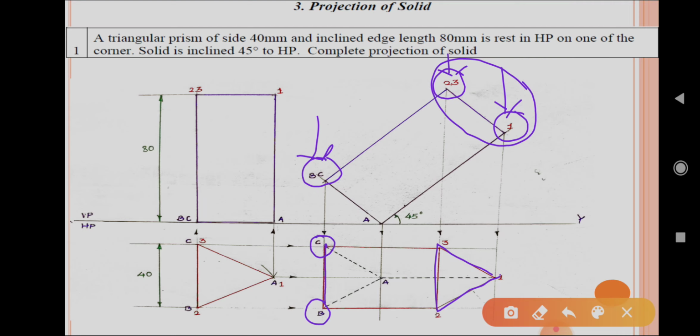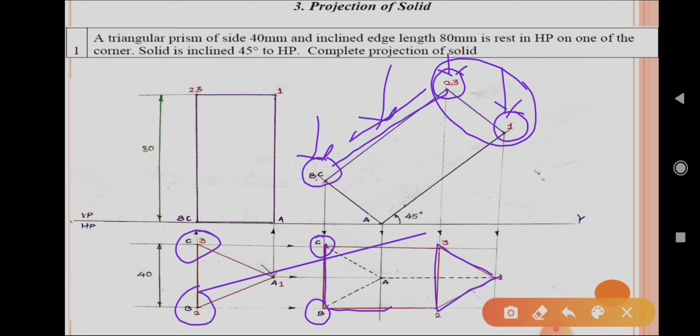And longer edges means B to 2 and C to 3, these are the directly marked by arrow visible longer edges, we can connect with the dark line.